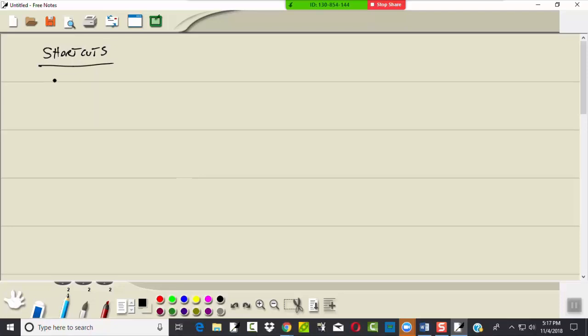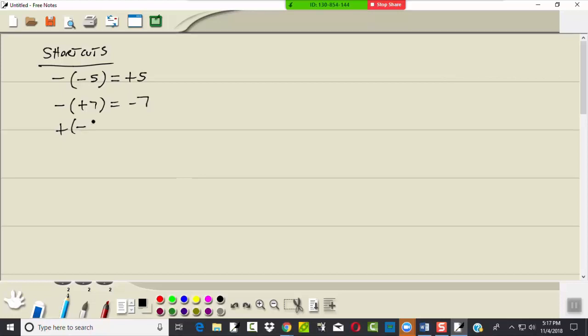And the shortcuts look like this. If you got a negative, negative, and I'll actually put a number in here, 5. You have to have a single number in here, or single variable. If you got a negative, parentheses, negative, that becomes a positive. So that becomes a plus 5. If you have a negative, parentheses, positive, that becomes a negative. So that's negative 7.